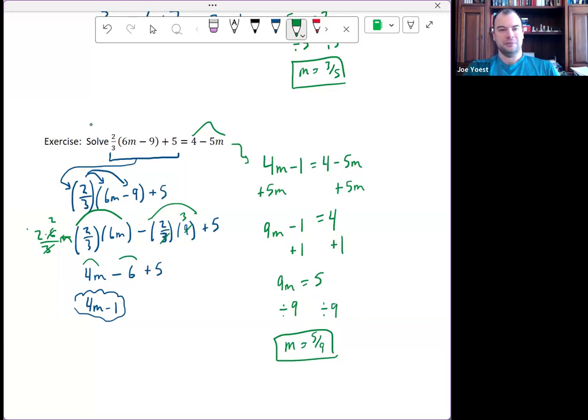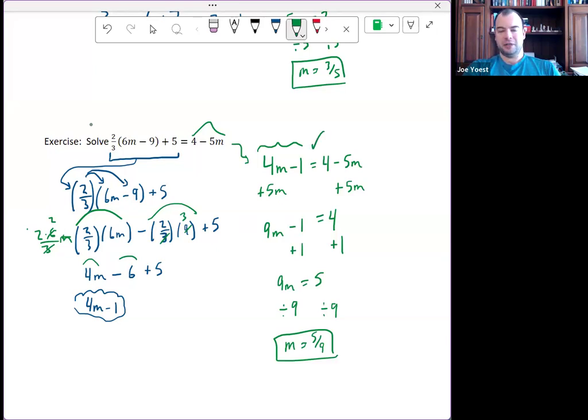So we have 4m, the only variable term, and the minus 6 plus 5. Those two constant terms can combine to make a minus 1. So our left-hand side boils down to just 4m minus 1, and then that's equal to 4 minus 5m. That was already simplified, so we didn't need to do anything else there. And now we're ready to go.